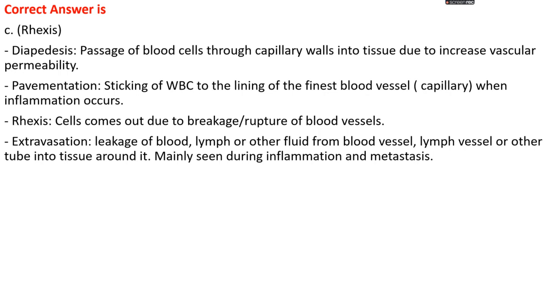Diapedesis is the passage of blood cells through the capillary wall into the tissue due to increased vascular permeability, while pavementing is the sticking of WBCs to the lining of the finest blood vessels, the capillaries, when inflammation takes place. And rhexis is where cells come out of blood vessels due to rupture of the blood vessels. Extravasation is the leakage of blood, lymph or other fluid from blood vessels, lymph vessels or other tubes into the tissue around it, mainly seen during inflammation and metastasis.